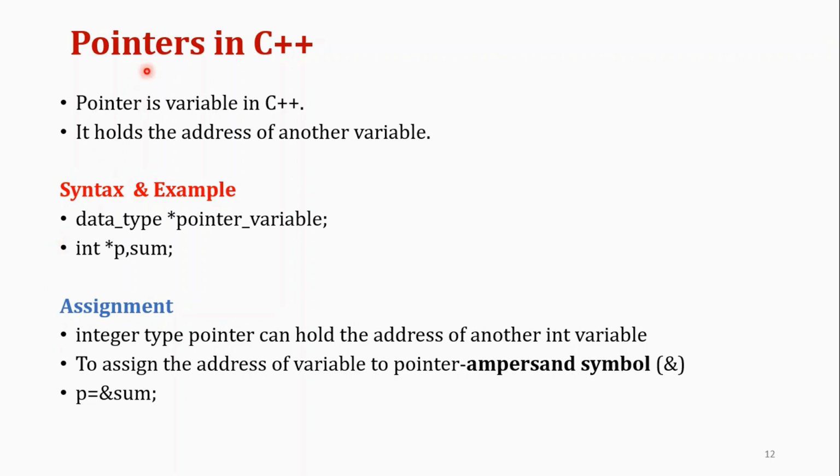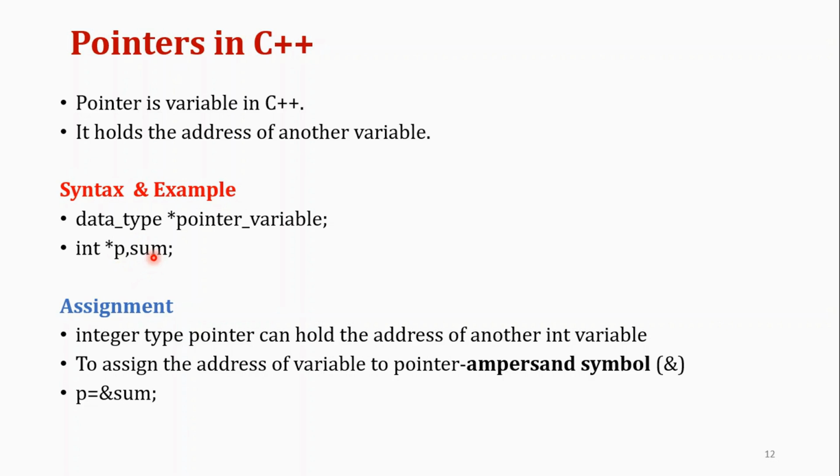So that is what actually the two statements do. The syntax is data type, asterisk symbol, and the pointer variable. So here, int asterisk p is a pointer variable and sum is a normal integer variable. How to assign? Assignment is very simple: pointer variable without asterisk, p equal to address of the same type of variable, because a pointer points to a similar type. For example, an integer pointer points only to an integer variable. That is the actual rule.